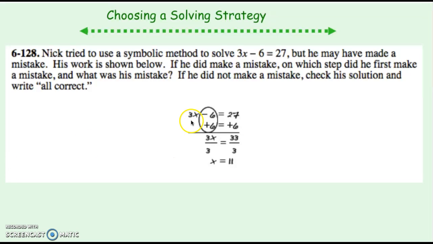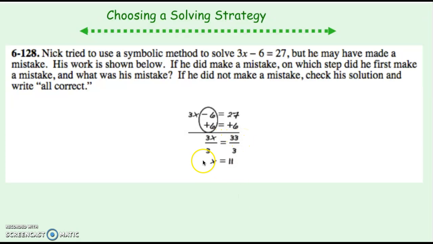So if you look at the problem, it's 3x minus 6 equals 27. The first thing that Nick did was add 6 to make a zero group of a negative 6 and a positive 6. Whatever you do to one side, you have to do to the other, so he also added 6 to the right side. So he has 27 plus 6. So that step looks good to me. Then on the left, he's left with 3x, and that would be correct because these canceled. And then 27 plus 6, that equals 33, so this step here looks good to me.